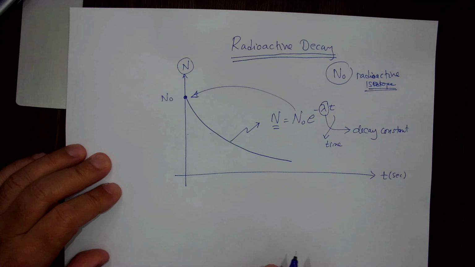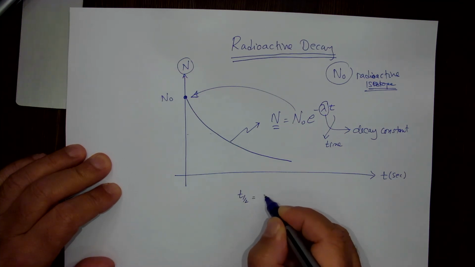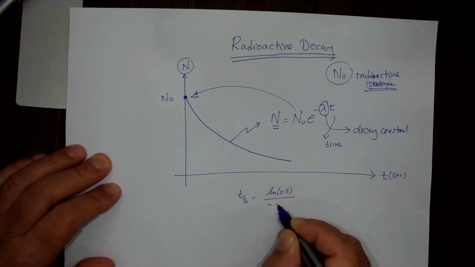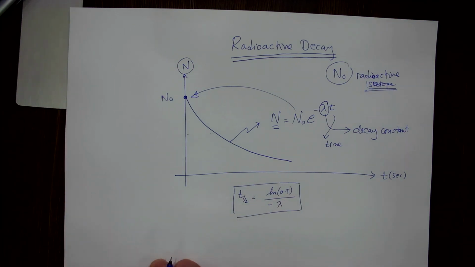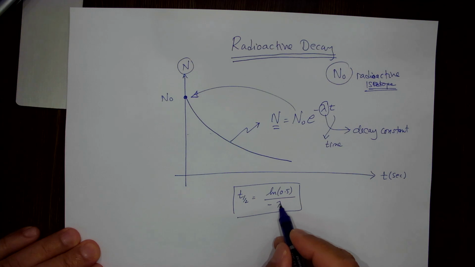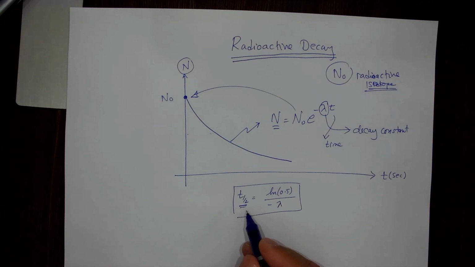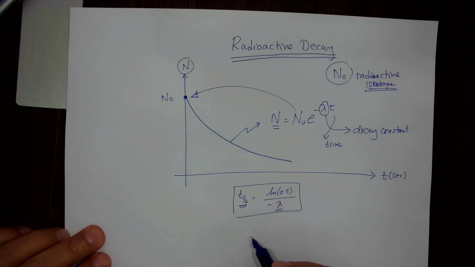And from here we calculated t half, which was equal to ln 0.5 divided by minus lambda. This is again a very important expression, because it tells us if we know lambda, we can get t half. If we know what t half is, we get lambda. And these are properties of isotopes. So each isotope will have a designated or known t half, and also a designated or known decay constant.